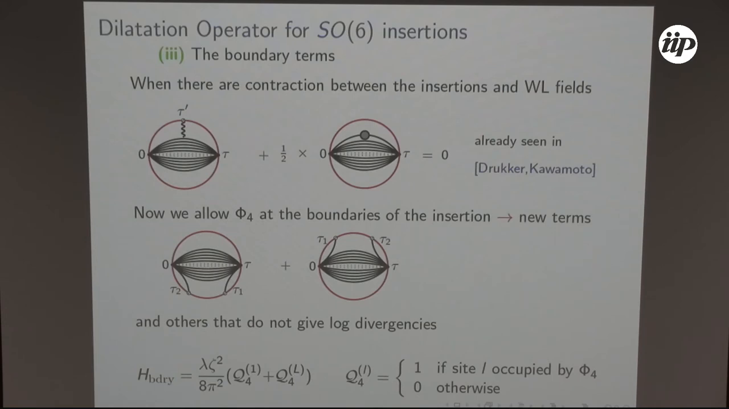So first of all, we have this. This was already computed in the old paper by Drukker and Kawamoto. It is possible to have a vertex between two scalars and a gauge field contracted with one of the gauge fields in the Wilson loop. But it turns out that this exactly cancels. You may say that this is not a boundary term because I said that you get boundary terms when you contract the insertions with fields in the Wilson loop, and this is certainly not contracting with anything in the Wilson loop, but this is a remnant of the bulk spin chain.